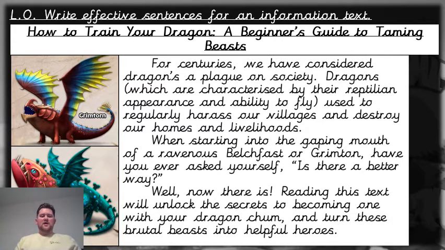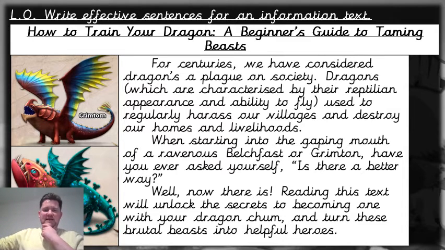So, at the start, I've got this title, How to Train Your Dragon, A Beginner's Guide to Taming Beasts. Then, I've got 2 images of a dragon, and I've put: for centuries, we've considered dragons a plague on society. Dragons, which are characterised by their reptilian appearance and ability to fly, used to regularly harass our villages and destroy our homes and livelihoods. So you can see in this first paragraph I've used brackets to give you an extra fact or extra information about the dragons.